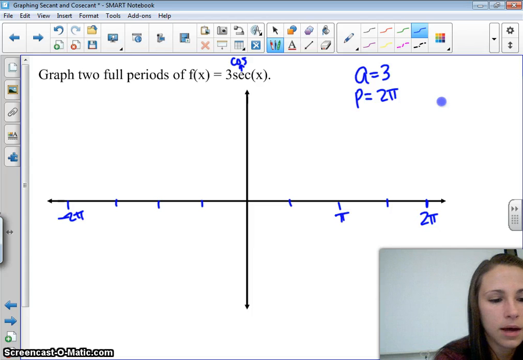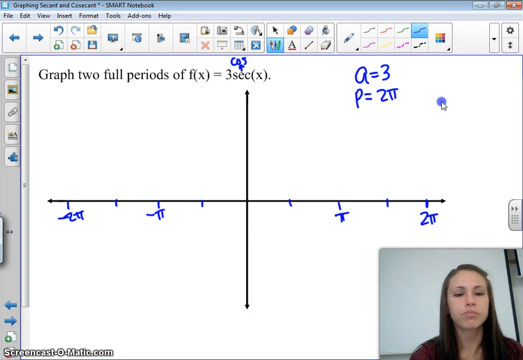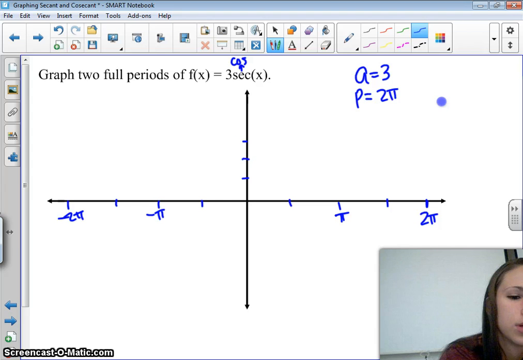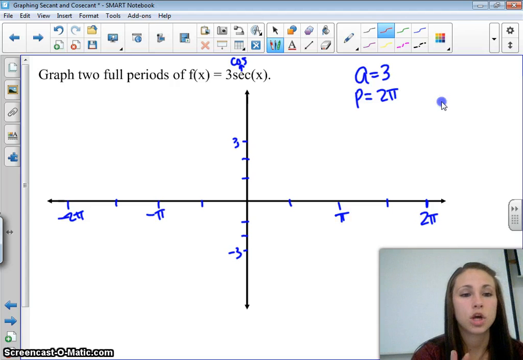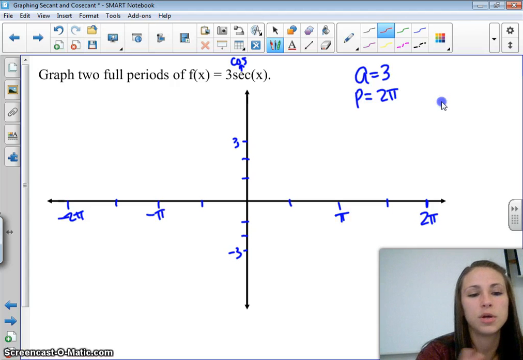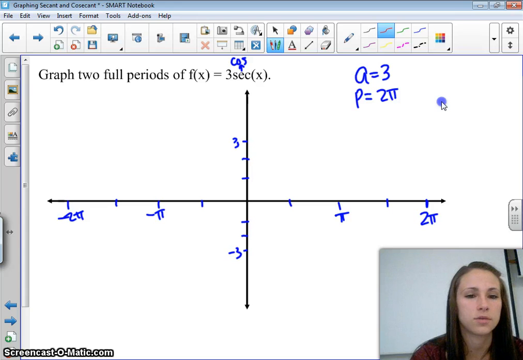This would be pi and negative pi. And so amplitude goes up to 3, down to negative 3. Alright, so then I'm going to graph this cosine. I'm going to graph it like it's cosine. So I'm going to put the points on this graph as if it were cosine.